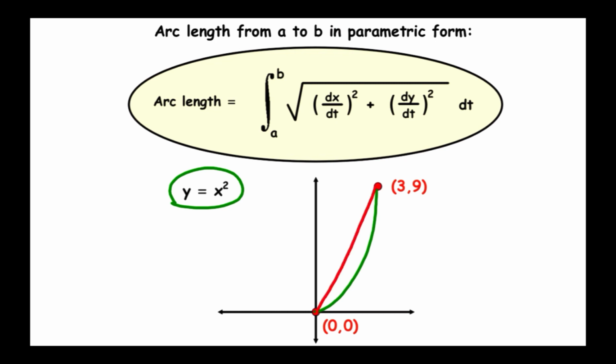You can tell that the red line is going to be shorter in length than the green curve, just because the curve is like a sagging telephone wire. It's going to have some slack. It's going to take up more space.